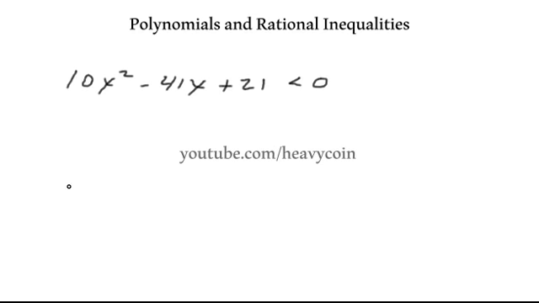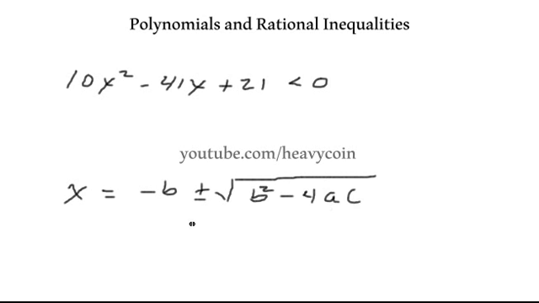Okay, and let me just write that up to refresh your memory. So that's b squared minus 4ac all over 2a, and remember, this is a, this is b, and this part is c right here. Right? But I think before we do this, let's first look at the graph. Okay, let's look at the graph, and then we'll come back to this.